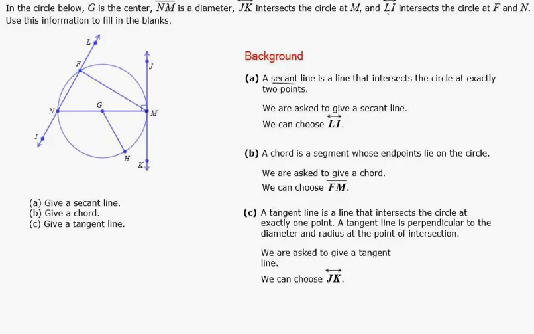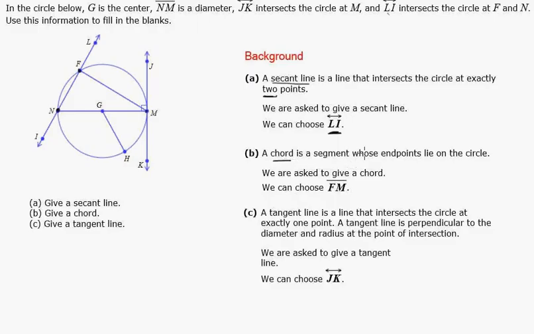So a secant line is a line that intersects the circle at exactly 2 points. So this line would not be a secant line because it only intersects at 1. But this line over here, as it cuts through the circle, it has a point here and a point here. So we would say line L to I would be a secant line.